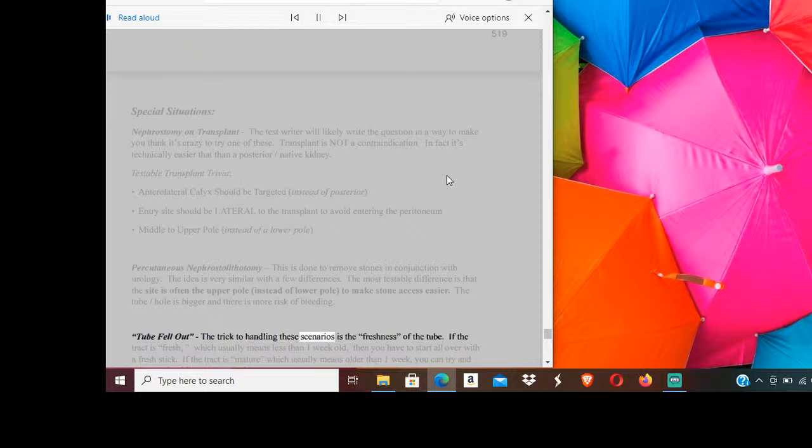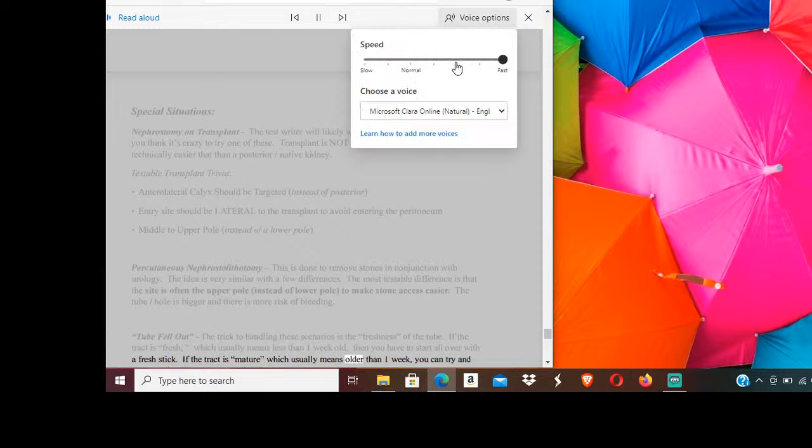Tube fell out. The trick to handling these scenarios is the freshness of the tract. If the tract is fresh, which usually means less than a week old, then you have to start all over with a fresh stick. If the tract is mature, which usually means older.